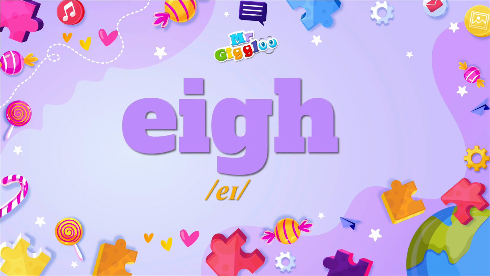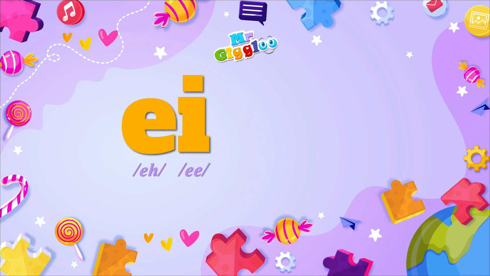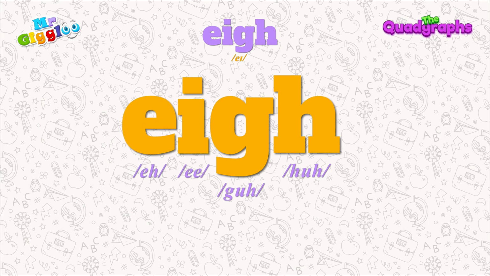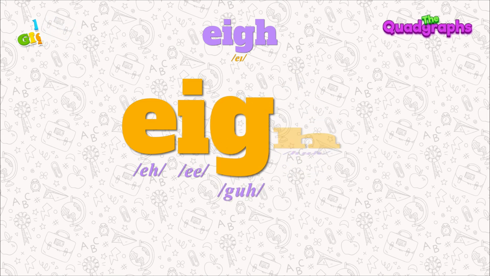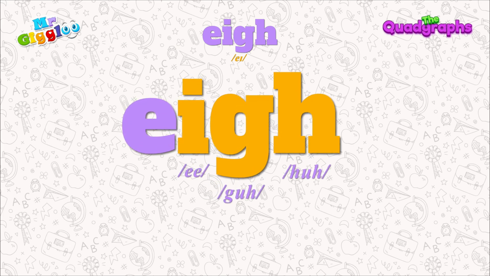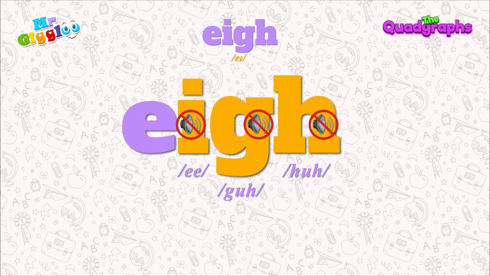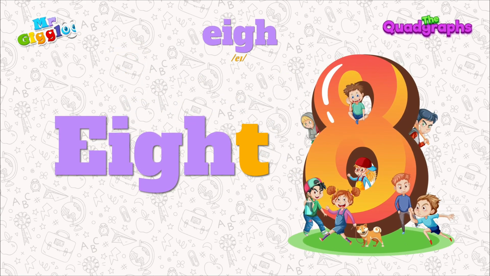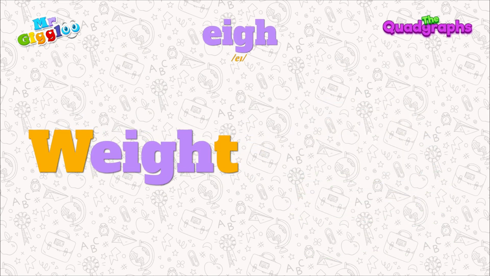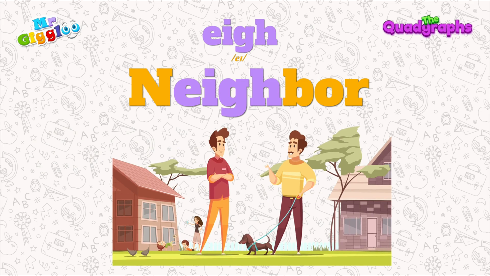The second quadgraph is E, I, G, H. E makes the sound E, I makes the sound I, and G makes the sound G. H sounds H. But when these four letters come together, I, G, and H become silent, and E says A, just like in the word eight, weight, neighbor.